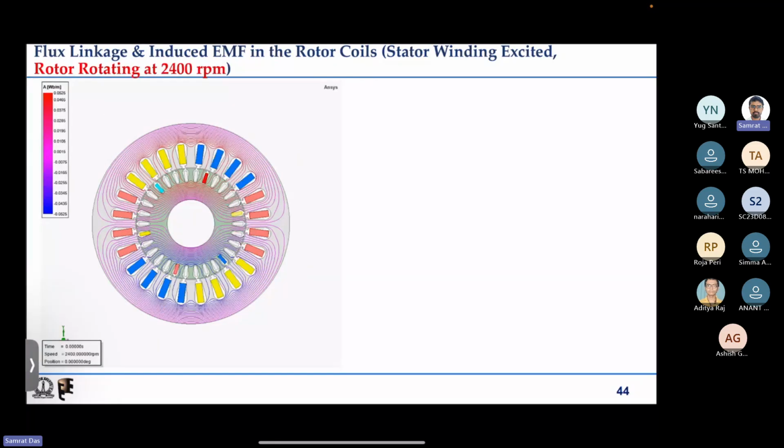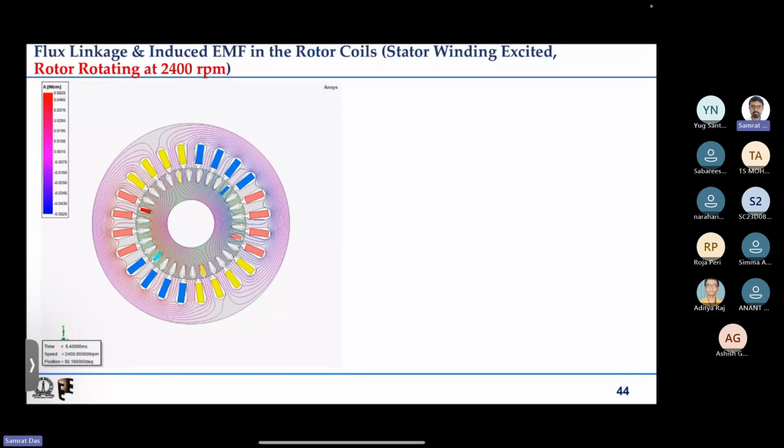First let us see what happens if the rotor is also rotating. The stator magnetic field is rotating at 3000 rpm in the anticlockwise direction. We have rotor conductors, some rotor turns, 3 turns. Say the rotor starts rotating at 2400 rpm. Let's see what happens to the flux linkages and induced EMF.